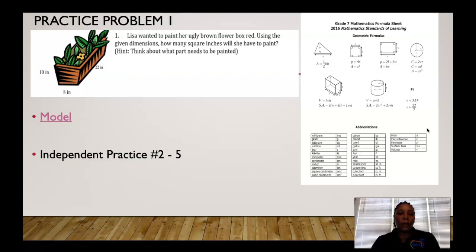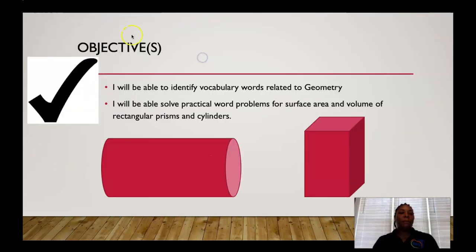So the problem from number 1: Lisa wanted to paint her ugly flower bed red. Using the given dimensions, how many square inches will she have to paint? There are little hints. Always think about your hints. Think about what part needs to be painted. So if I'm thinking about this flower bed, and they did a great job with this picture, what do I know I'm not going to cover? So let's look at this one.